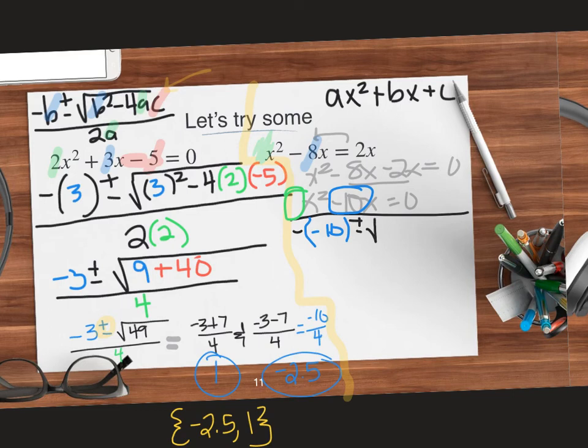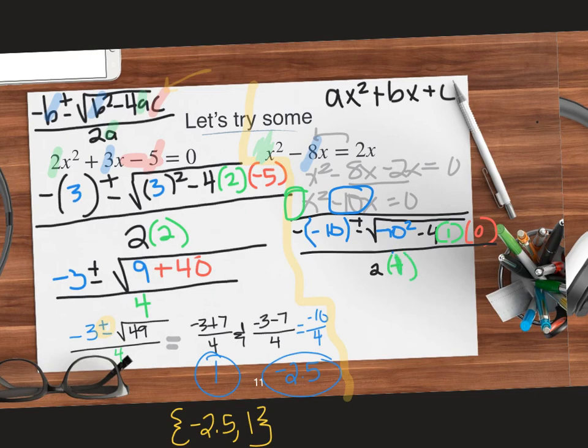Plus or minus the square root, negative 10 squared minus 4a, 4 times 1. And that was green, times our c, which is 0. We don't have a c. All of that is going to be over 2 times negative 10. Nope, or 2 times 1.